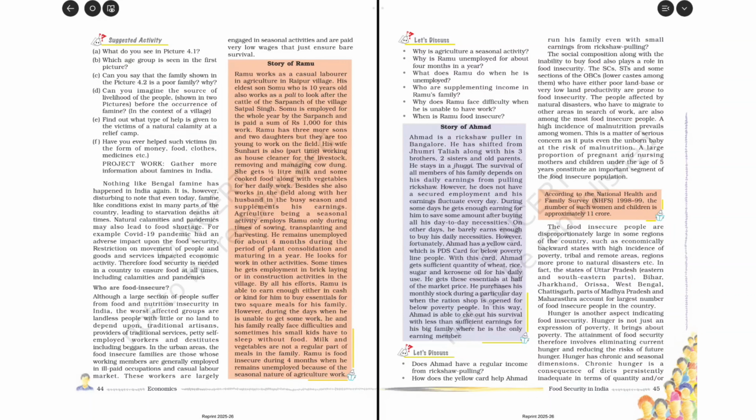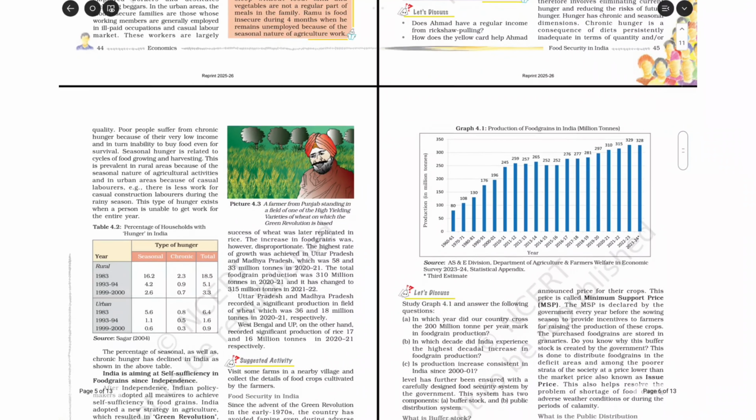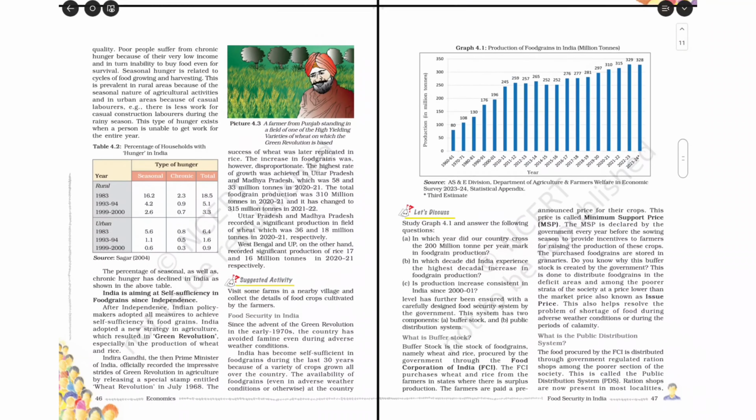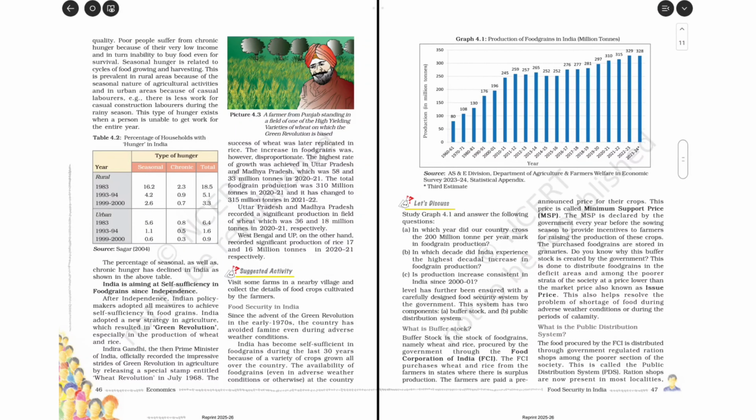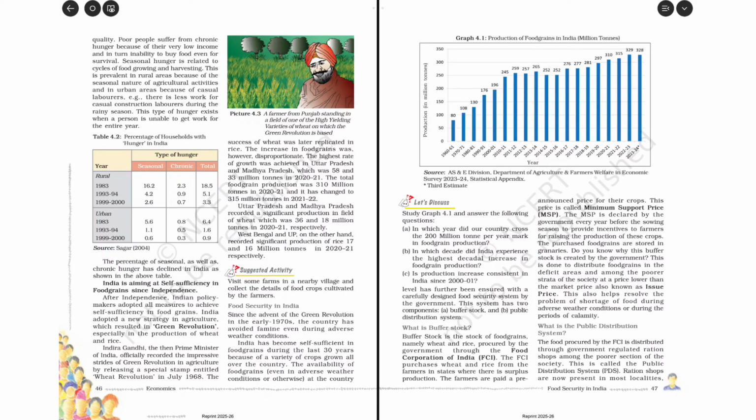Chronic hunger is a consequence of diets persistently inadequate in terms of quantity and/or quality. Poor people suffer from chronic hunger because of their very low income and, in turn, inability to buy food even for survival. Seasonal hunger is related to cycles of food growing and harvesting. This is prevalent in rural areas because of the seasonal nature of agricultural activities and in urban areas because of casual laborers. For example, there is less work for casual construction laborers during the rainy season. This type of hunger exists when a person is unable to get work for the entire year. End quote. That one sentence, hunger is not just an expression of poverty, it brings about poverty.